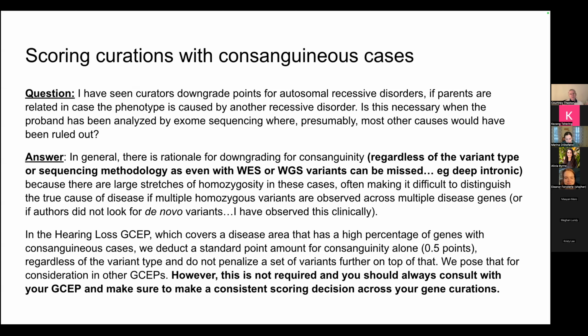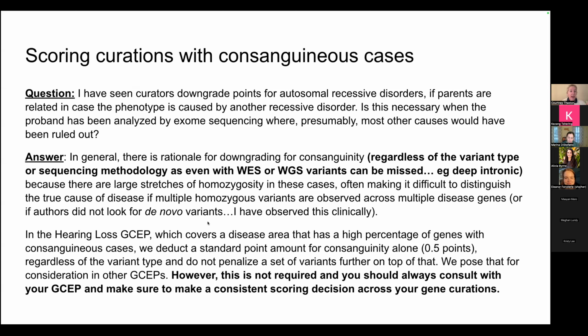However, this is not required, and you should always consult with your GCEP and make sure to make a consistent scoring decision across your gene curations. Don't downgrade in one and not downgrade in the other, or downgrade really severely one time and not in the other. You really should try to be consistent, especially if you have a disease area that has a lot of relatedness or consanguinity.